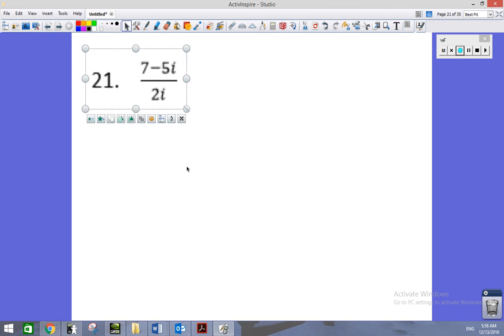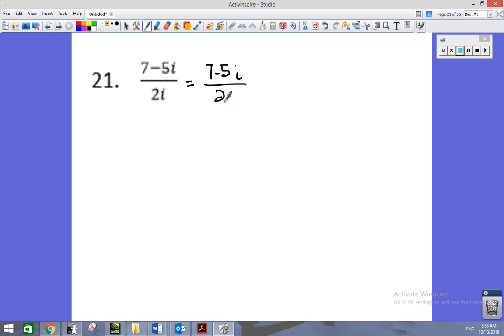We are not allowed to have the imaginary unit in a denominator. So I know that this fraction is equal to, a common thing that you see in algebra is to multiply by the number 1. I'm going to write 1 as i over i. Then in the denominator, I get 2i squared, which is just negative 2.